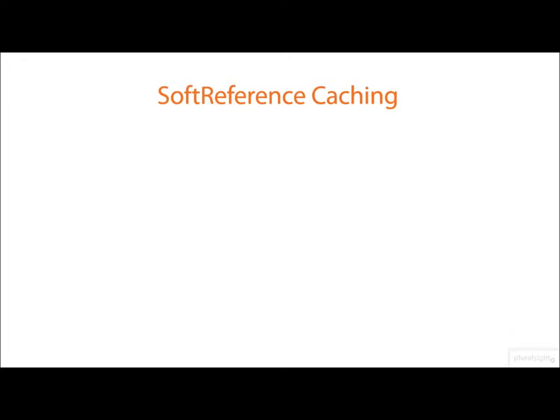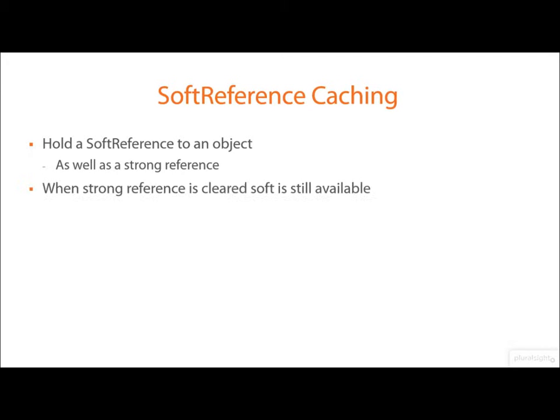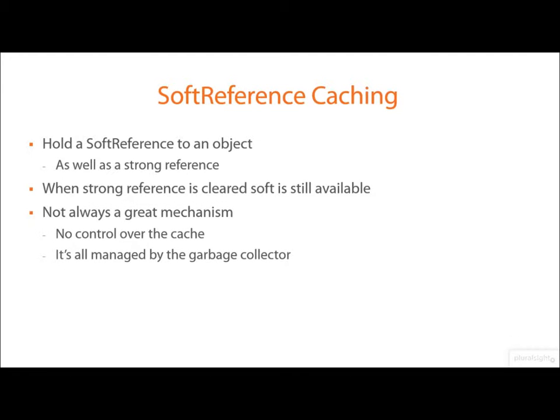So before we go on and take a deeper look at weak references, we hold a soft reference to an object as well as a strong reference. Once the strong reference has been cleared, the soft reference is still available. So the object can be retrieved by calling get through the soft reference. People promote this as a way of doing caching in Java.